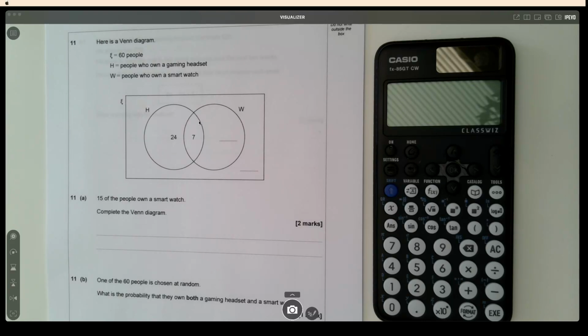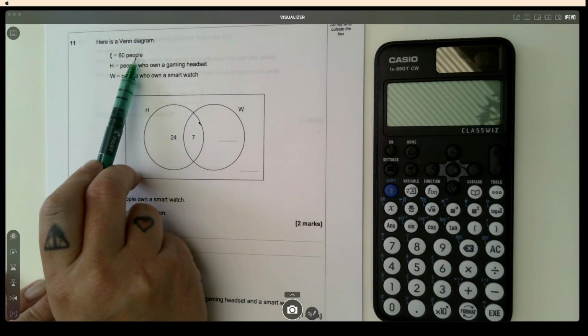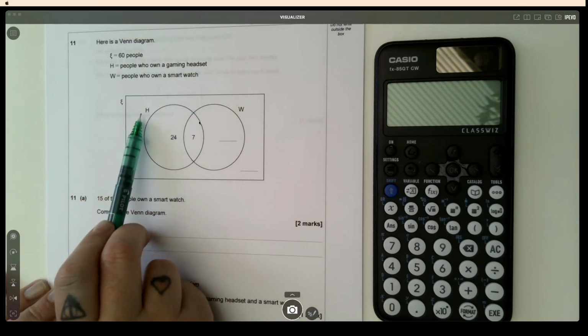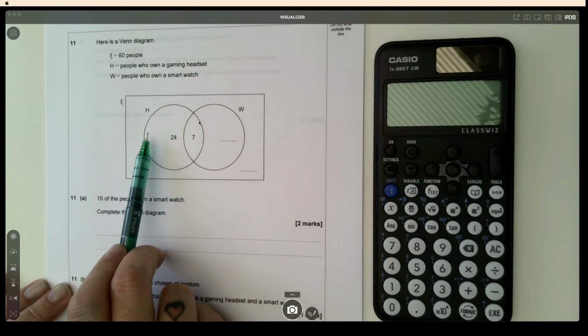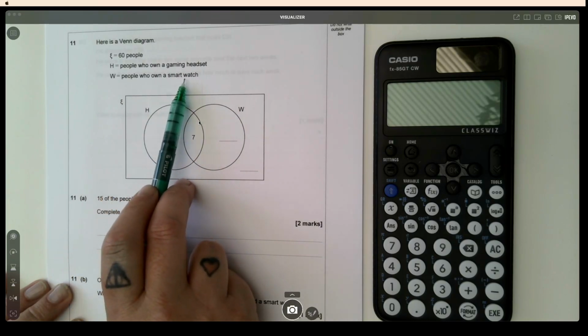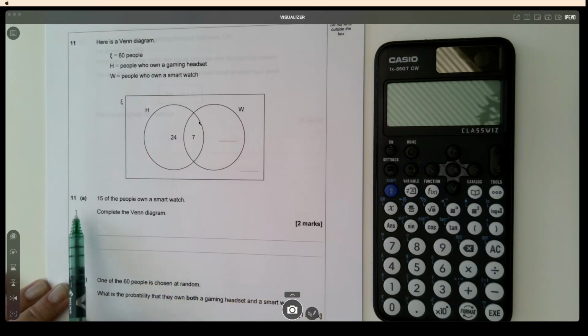Question 11. Here is a Venn diagram. So we have a set of 60 people. H are the people who own a gaming headset. So we've got H, and that's this circle of the Venn diagram here. W here are people who own a smartwatch. So that circle are people who own smartwatches.